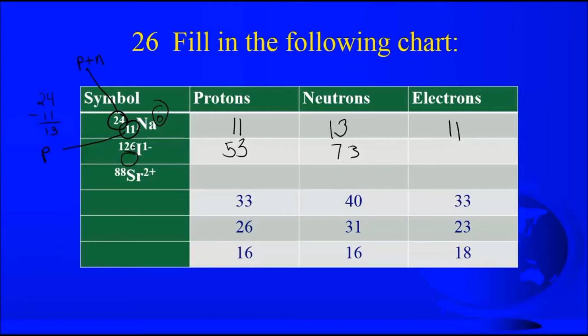Okay. So, does everyone understand that? In order to find the number of neutrons, you have to subtract the atomic number from the mass number. These two numbers have to be subtracted. So, what's the number of protons supposed to be? 53. How did you get that? Periodic table. Iodine is number 53. Number 53 is iodine.